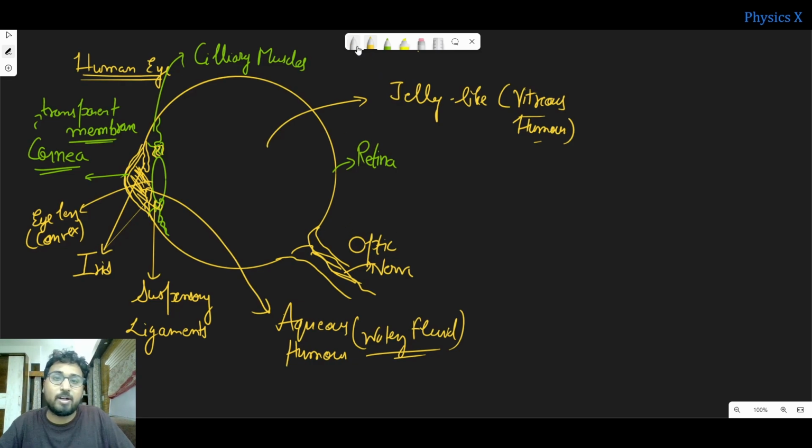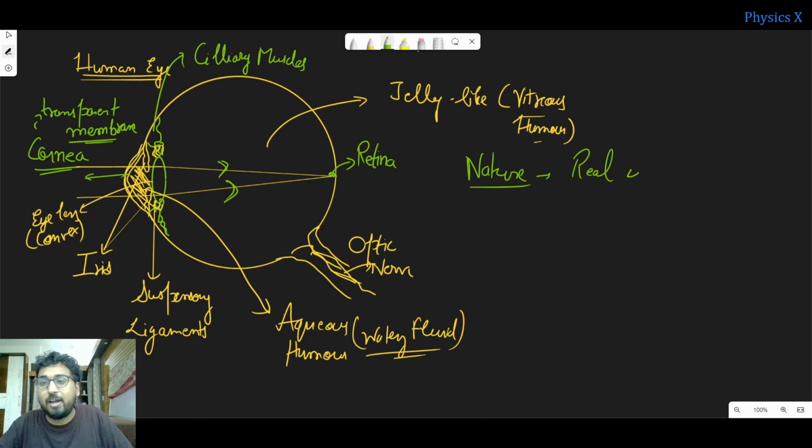Now, one more thing about the retina. You can see that the rays of light are traveling like this and converging at the retina. It means the retina is acting as a screen, and for real these rays are meeting at the retina. So what is the nature of the image in a human eye? It's a real image, and obviously, I told you that a real image will be inverted.